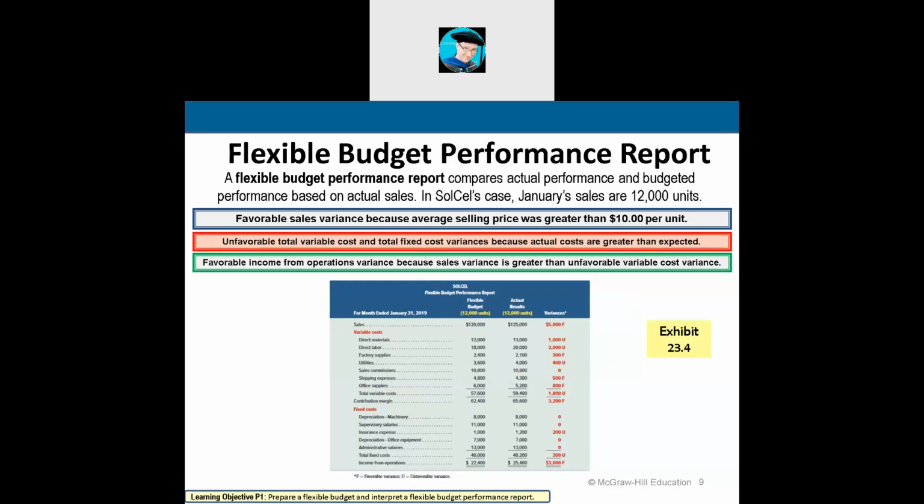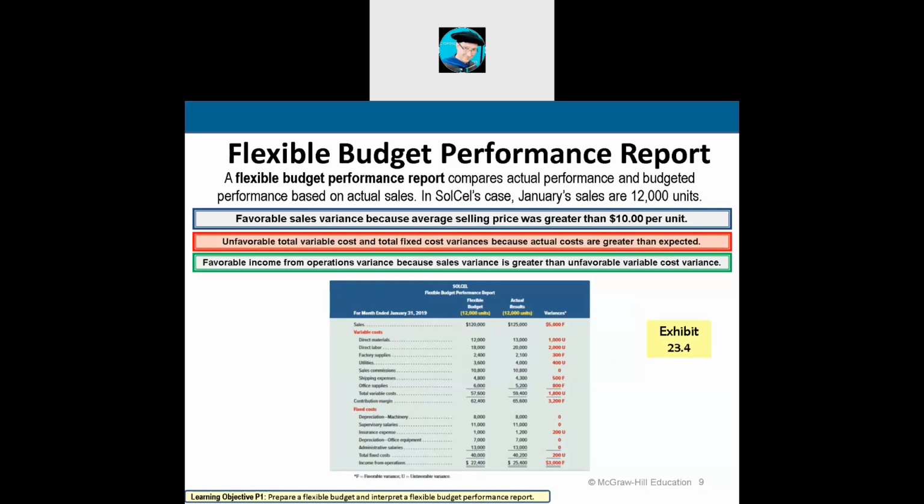Remember, anytime that your actual is less than your budgeted amount, if it's an expense, it's favorable. Anytime that your actual expense is greater than the budgeted amount, then that's unfavorable. That's the way of thinking about it.